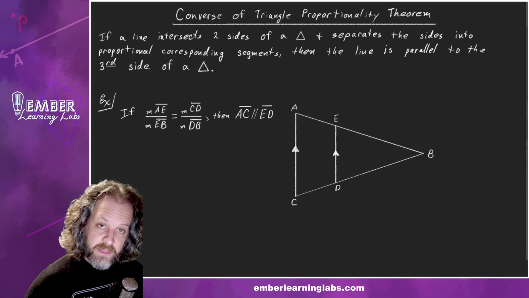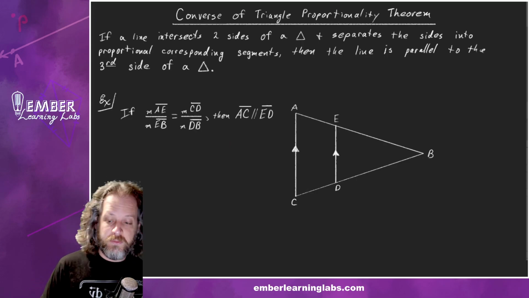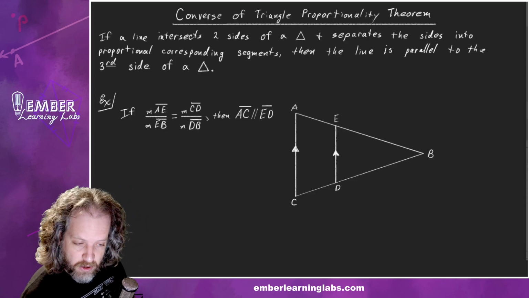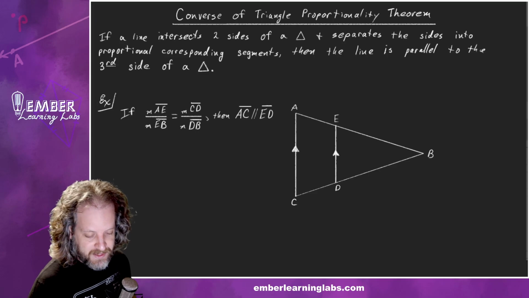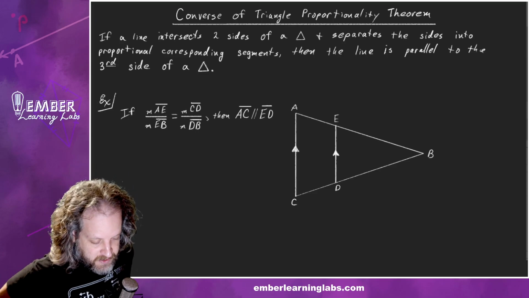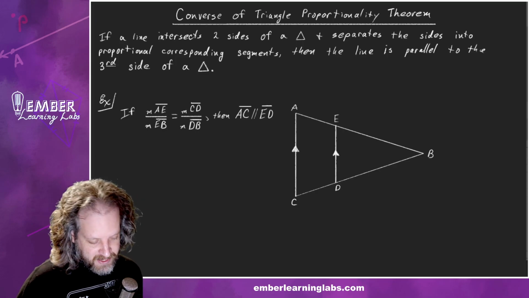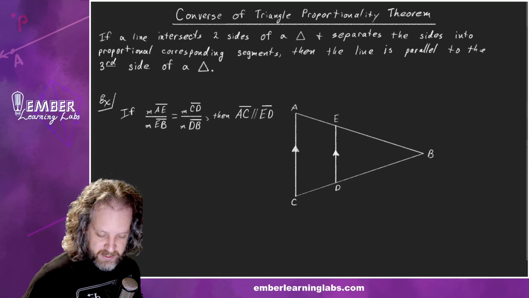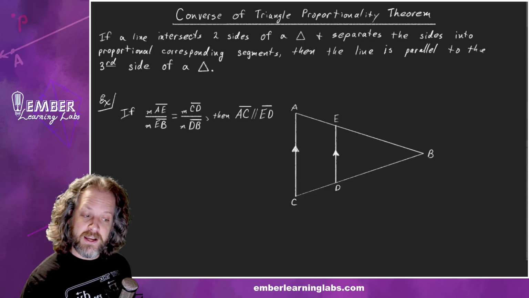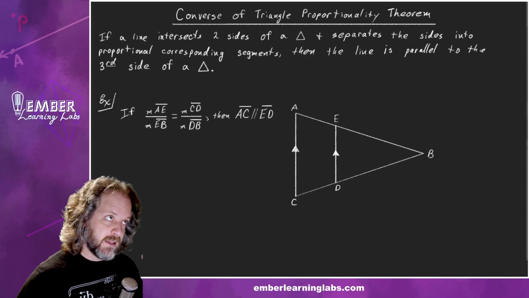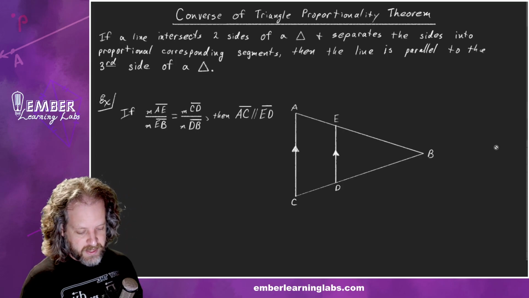Keep going. So the converse, as could be expected, the converse of the triangle proportionality theorem is also true. If a line intersects two sides of a triangle and separates the sides into proportional corresponding segments, then the line is parallel to the third side. So this could come in handy if we were trying to prove lines are parallel, right? Or if we needed that information to prove something was a parallelogram or any other place.